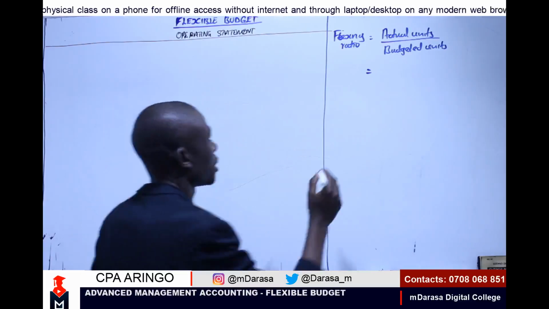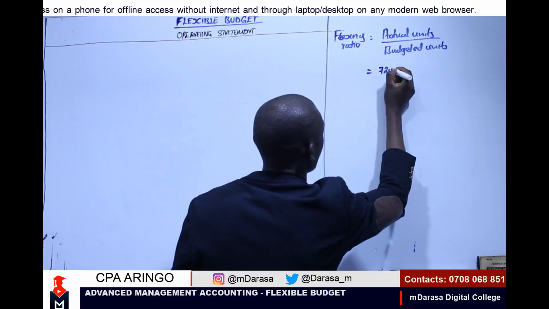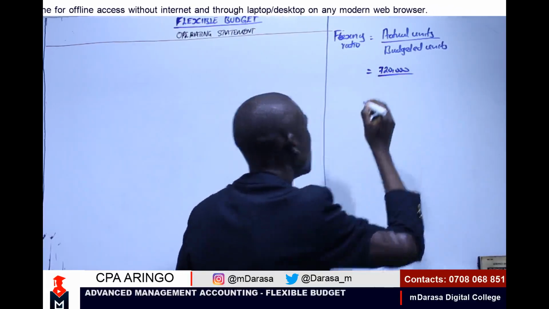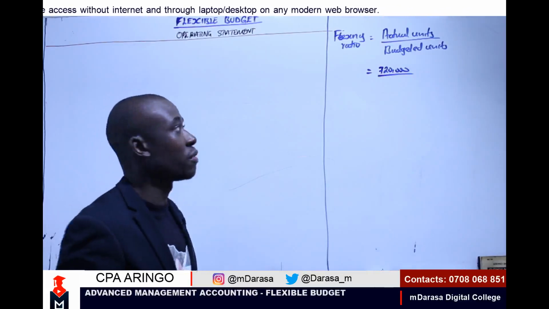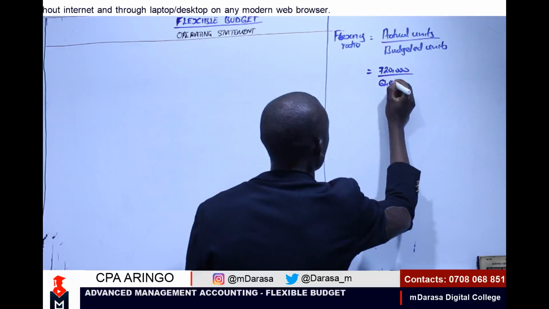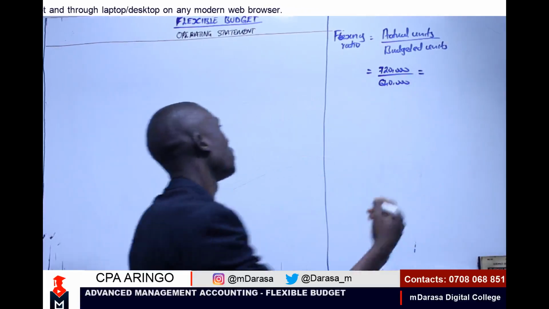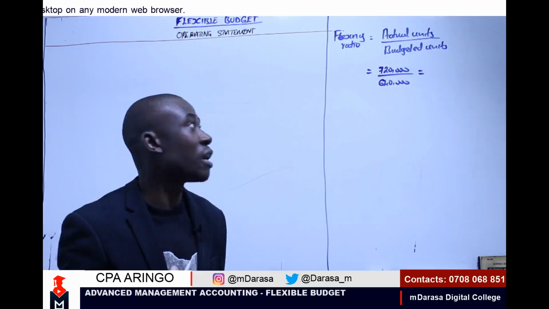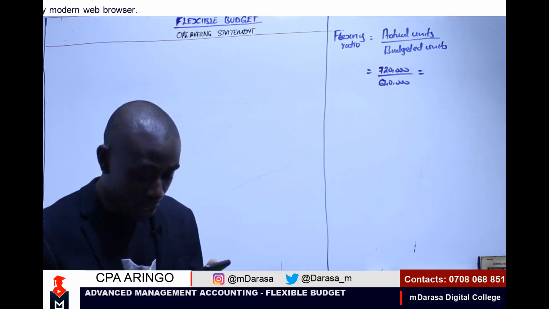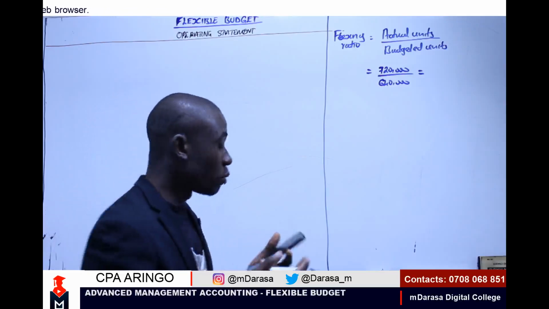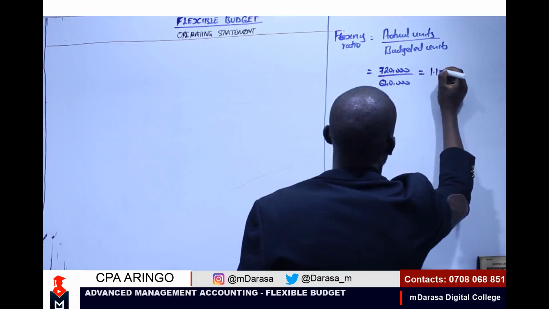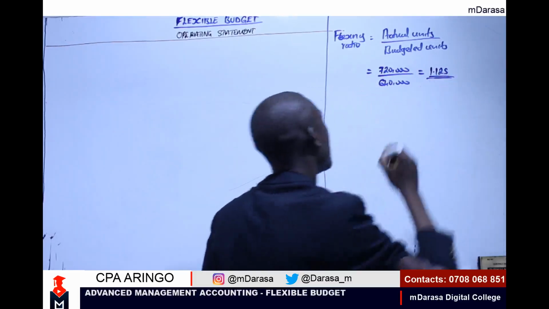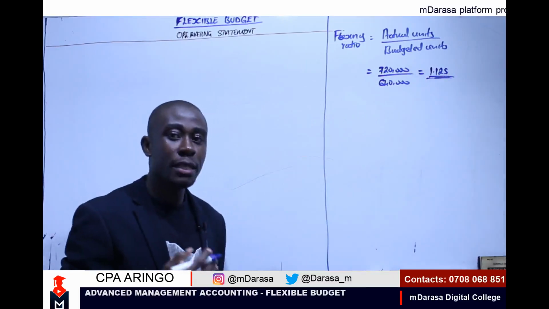In doing a flexing ratio, therefore, my actual units, I'm given 720,000 units. We divide by our budgeted units, which is 640,000 units. That should give us our flexing ratio. If we do 720 divided by 640, we get 1.125. So this should be our flexing ratio. It is this ratio that I'm going to use to adjust our budgeted data.